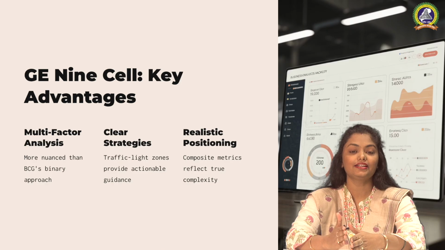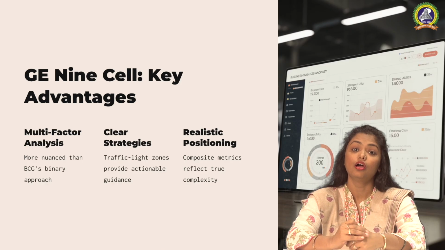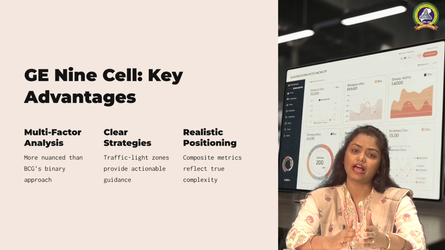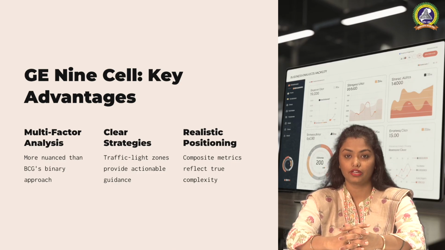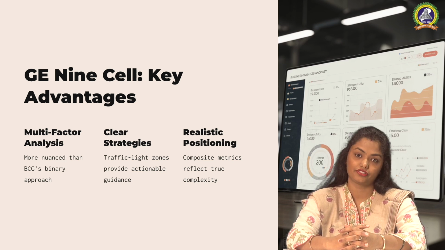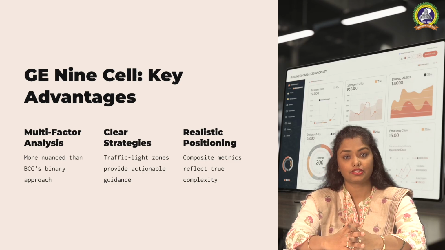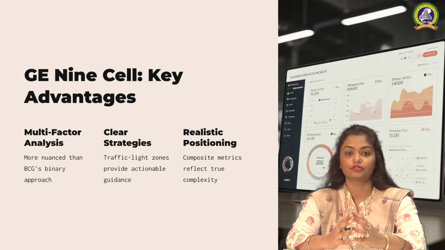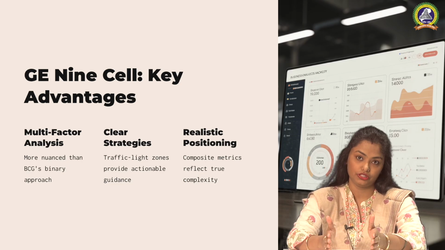Let's review the GE9 cell planning grid. It is essentially a more advanced and sophisticated portfolio analysis tool compared to BCG matrix. Instead of relying on single metric axis, it uses two multi-factor composite variables, that is business strength, which can be strong, average or weak, and industry attractiveness, which can be high, medium or low. When these two dimensions are combined, they create a 3 into 3 grid that offers a much more nuanced, realistic and detailed assessment of business units' strategic position.